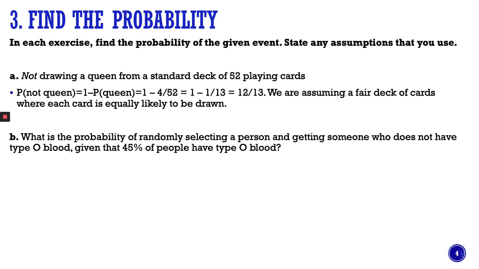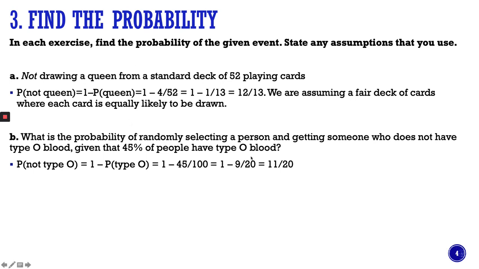What is the probability of randomly selecting a person and getting someone who does not have type O blood, given that 45% of the people have type O blood? Well, the probability of not type O equals 1 minus the probability of type O, which equals 1 minus 45 out of 100, which is equal to 1 minus 9 out of 20, which equals 11 out of 20. Now, I'm reducing them as we're going, but you could go ahead and get 55 out of 100 and then reduce that to 11 out of 20, either way.